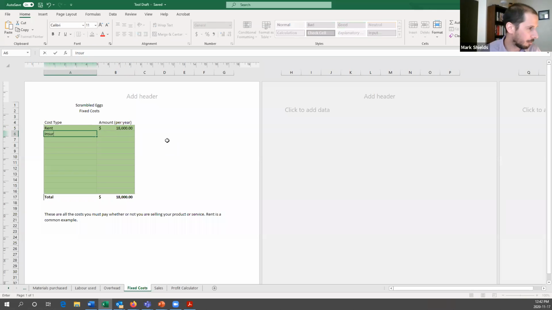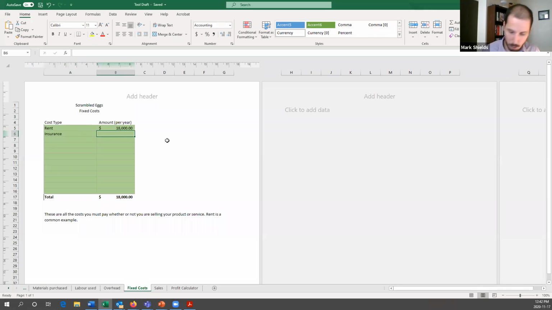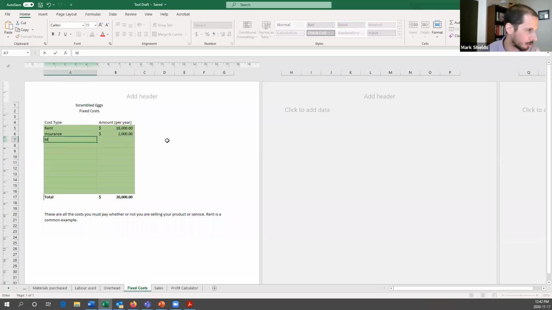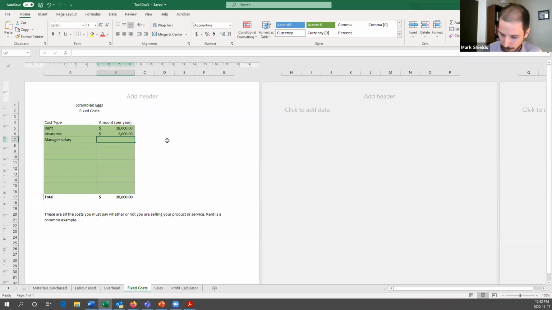rent. A couple other things, they've probably got some insurance, as we've mentioned before. That's maybe $2,000 for the year, and then a manager's salary. Let's say maybe they're part-time on the weekends. We pay them in total $30,000. So that gives us $50,000 in our fixed costs. These are costs that this business has to pay regardless of what happens. Whether they sell nothing or they sell everything, this $50,000 stays the same. Again, there's probably more here, but for the sake of our example, we'll pause there.